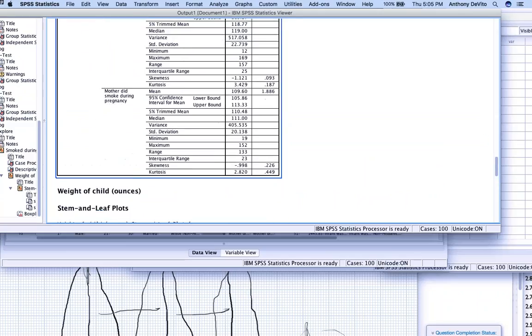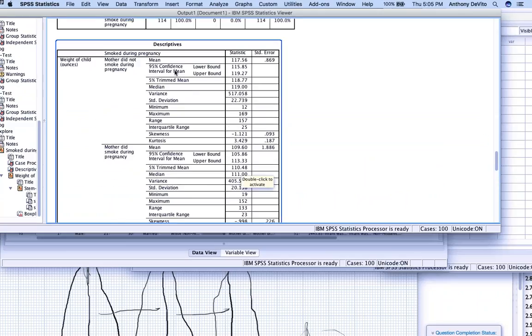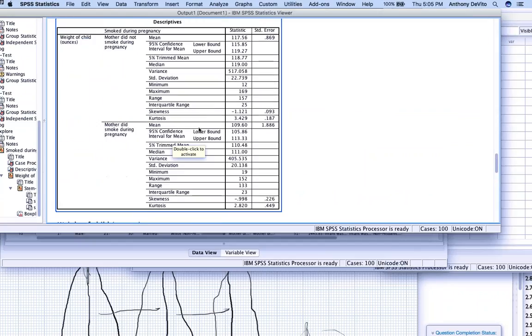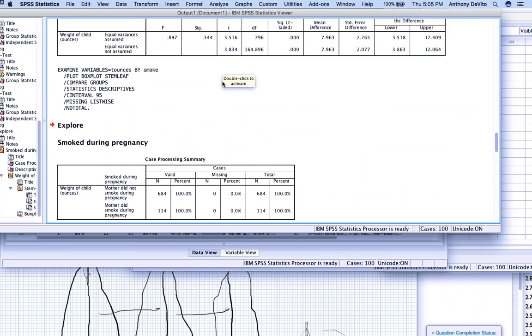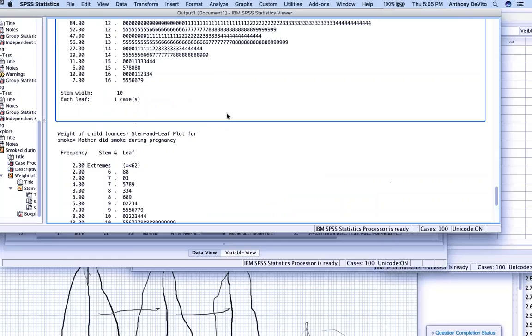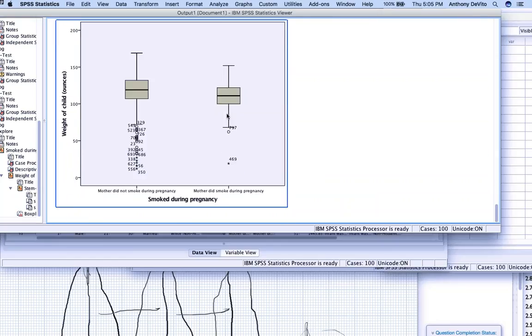Let's see. The average birth weight of a child in ounces to mothers who did not smoke was 117 grams, and mothers who did smoke was only 109 grams, right? We have the standard deviation, the confidence intervals. We even have a box plot that compares the two of them. These are outliers over here, right? Notice there's not many outliers on the top. There are mostly outliers on the bottom.